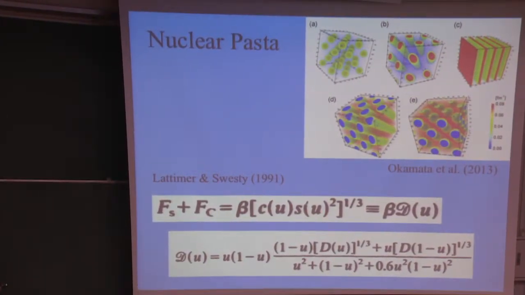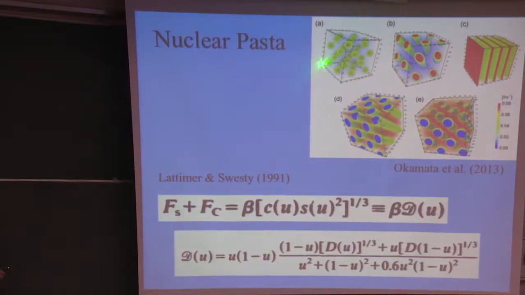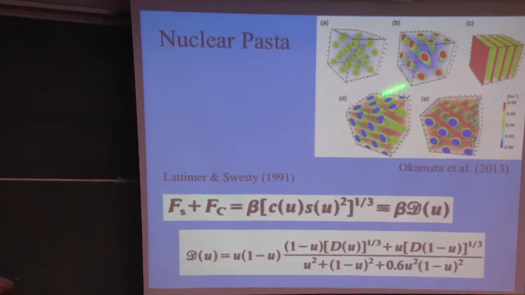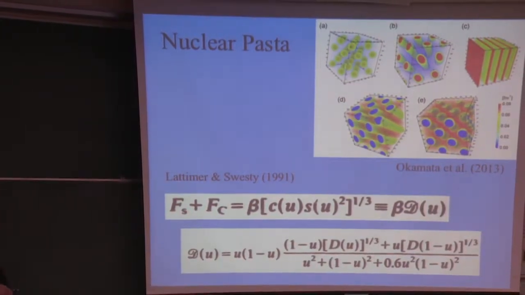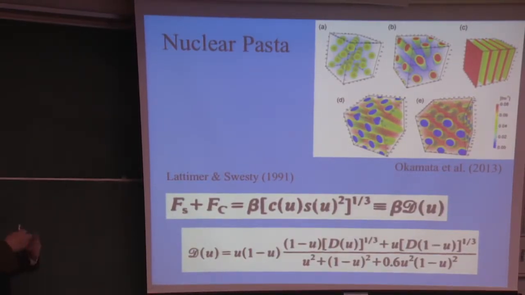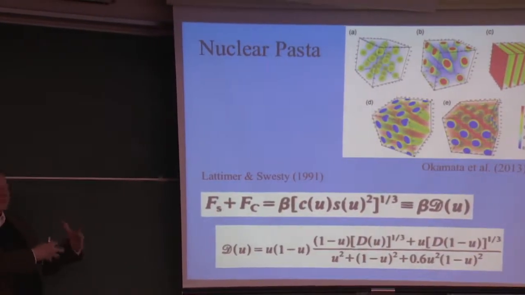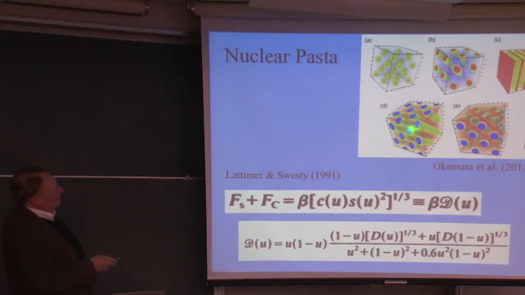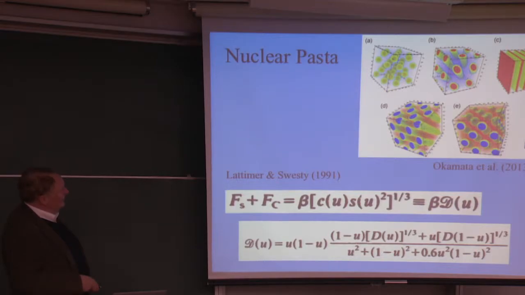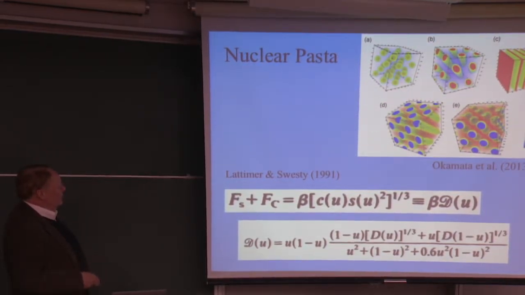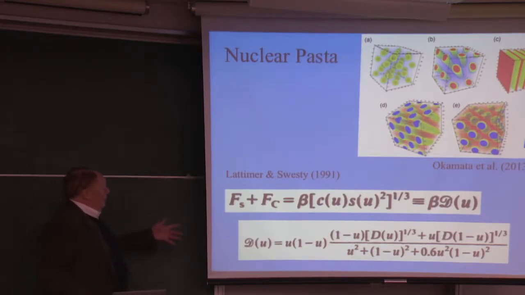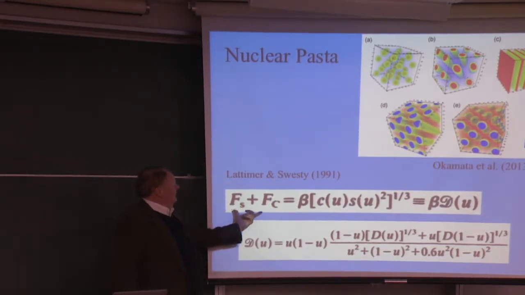All that is kind of technical, but you actually have to go beyond that to do it right, because we know now if you look at one of these cells and start increasing the density, this is from a paper by Okamoto where they did a kind of quantum molecular calculation. Nuclei can form this kind of spaghetti structure or lasagna or spheres, which is why it's called nuclear pasta. One can treat that analytically.